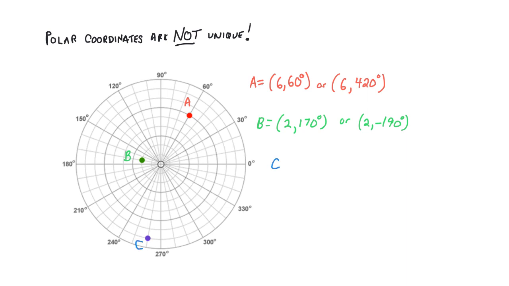Meanwhile, if we look at C in blue, because I can't find purple, C has a radius of 8. So the typical way to describe that coordinate would be 8, comma, and the angle is 260 degrees. However, you could also describe it with a negative radius.